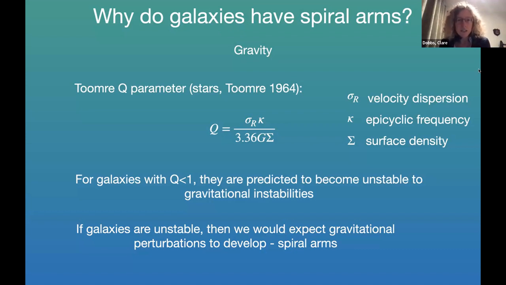This is developed for stars and gas, just with a slightly different numerical parameter for gas. If Q is less than 1, and you can see that a higher surface density makes Q smaller, then the disk is predicted to become unstable due to gravity. So if you get an overdensity in the stars and the disk is unstable, that overdensity will grow. If it's stable, it will just decay and go back to a random distribution of stars. So these can grow, and then when they're sheared out, they become spiral arms.